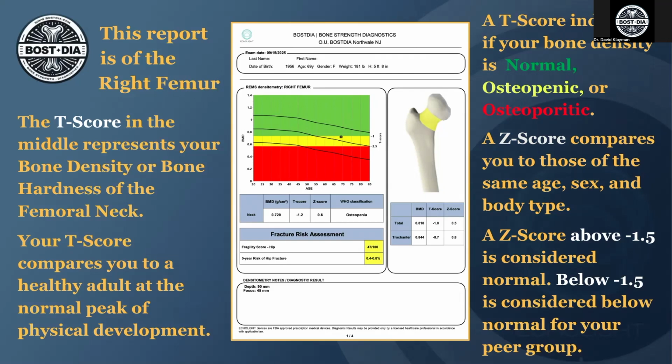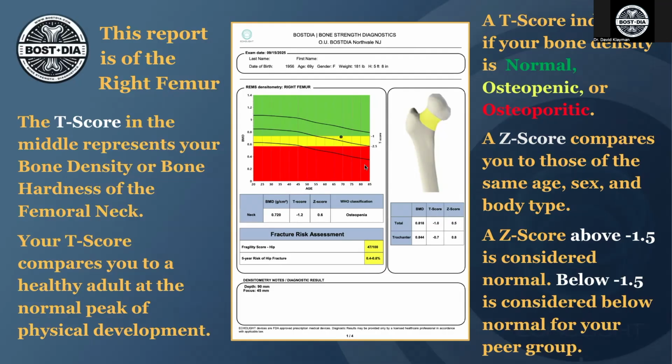Unless you're doing something to increase or change the trajectory of your bone health, typically you lose 1 to 2% bone density per year. This person right now has a minus 1.2 T-score. If they follow the normal trajectory, as you see, it would go down as they age.